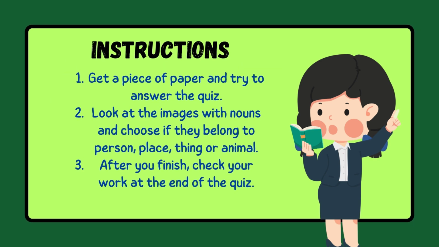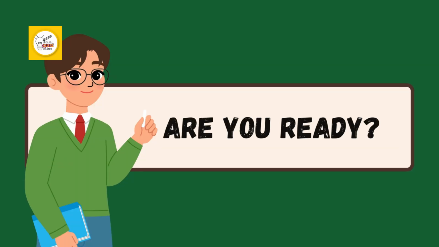Instructions. Get a piece of paper and try to answer the quiz. Look at the images with nouns and choose if they belong to person, place, thing, or animal. After you've finished, check your work at the end of the video. Are you ready?